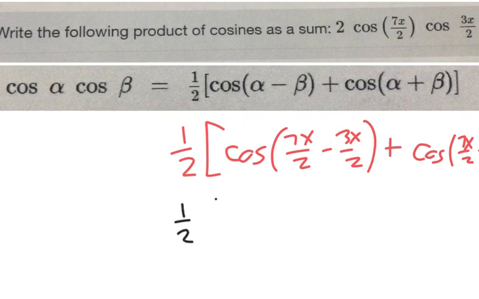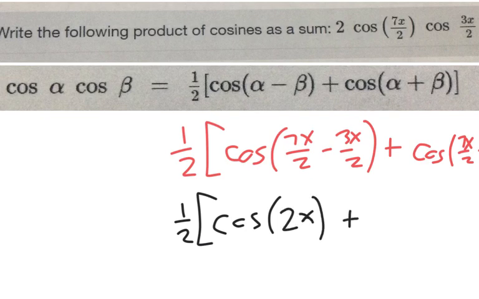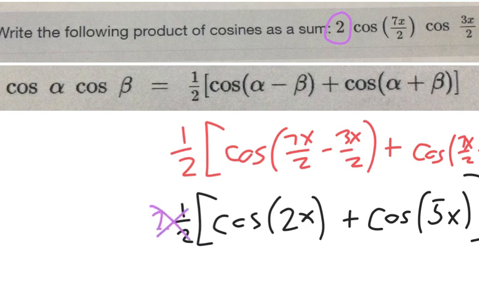And so this would be 1/2 cosine of 4x over 2, which we can write as 2x, plus cosine of 5x. Write this 10x over 2. But now what's different? This has been doubled. So I need to double the other side, which means these cancel.